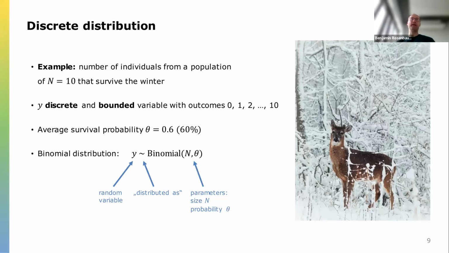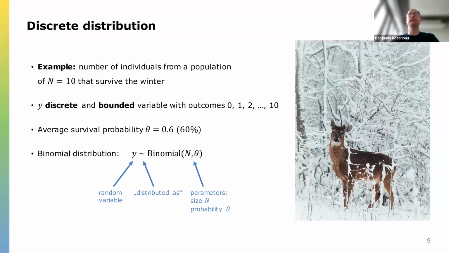So this is a kind of practical example. Sometimes these examples are from actual data. Sometimes I made them up myself, and they will mostly be ecology related. So here, let's think of some habitat with a deer population with known size. So this population has 10 individuals. And our question is, how many of these individuals will survive the winter?